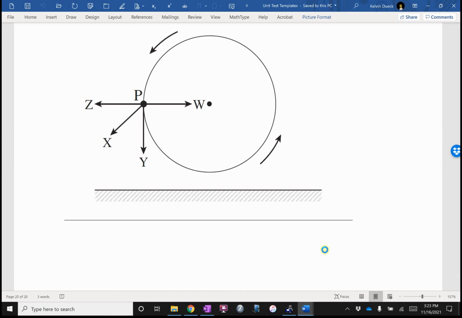What letter tells us the direction of the velocity? What letter tells us the direction of the net force? W. Why? Because if you're accelerating that way, towards the center, that must be the net force. What letter tells us the direction of FC? W. What are Z and X?